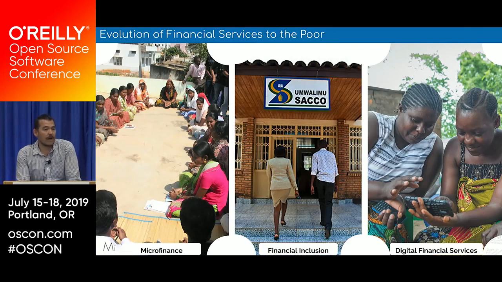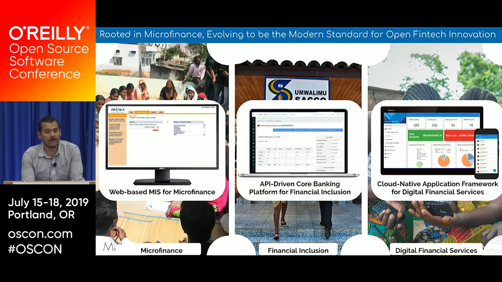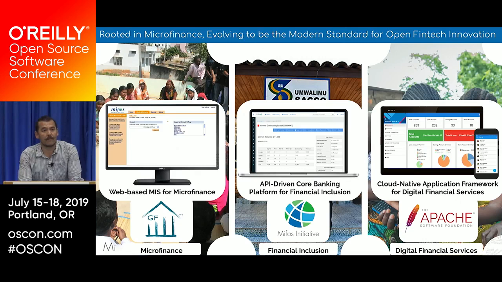So since its roots with Muhammad Yunus at the Grameen Bank in Bangladesh, the financial services to the poor market has continually been evolving from microfinance to financial inclusion and now to digital financial services. In Mifos, we've been there at each stage of this evolution, continuing to provide pioneering technologies to help the industry grow. So we were the world's first web-based MIS for microfinance. We were the world's first API-driven core banking platform for financial inclusion. And now we're launching a cloud-native application framework for digital financial services.